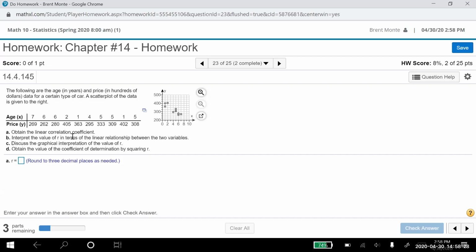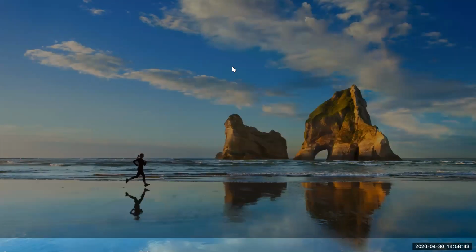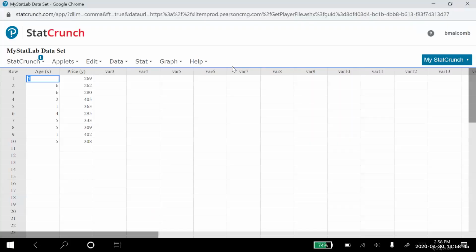Okay, obtain the linear correlation coefficient. Remember, that's the value of R. Well, here's how we do R. We've already got the data there. Let's just pull up the StatCrunch we just did. And there it is.